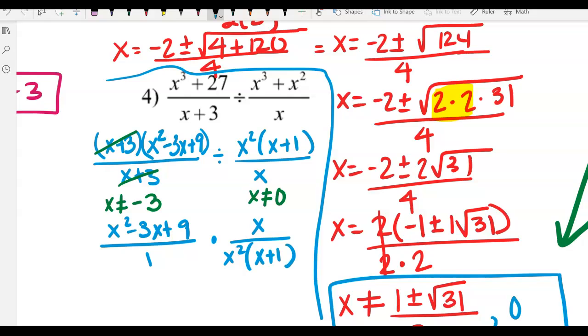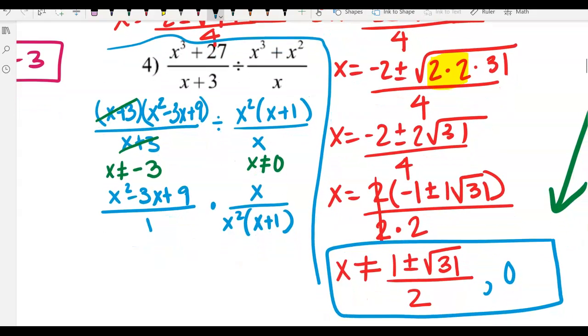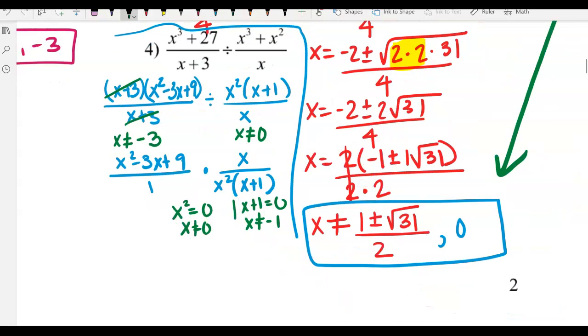Okay. We have to state the new restriction. If we have x squared, guys, and we take it and set it equal to 0 and solve for x, what would that be? 0. So do we already have 0 though? Yep. And then x plus 1 set equal to 0. What does that x come out to be? Negative 1. So let's write the restriction.